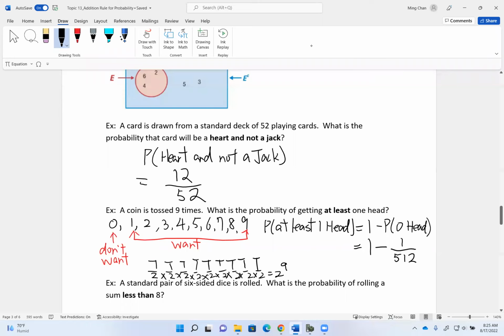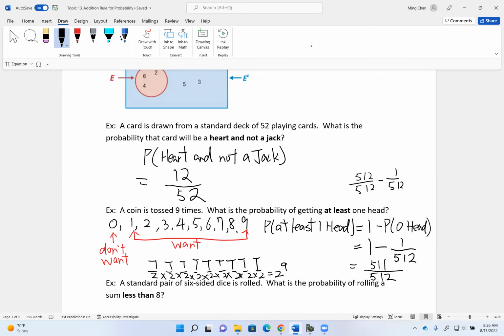So that tells you that when you flip a coin 9 times, there are 512 total possible outcomes. Getting 0 heads, or all tails, is only one way out of 512. So if you take 1, which we can rewrite as 512 over 512, and subtract 1 out of 512, that should be 511 ways out of 512 total possible outcomes.